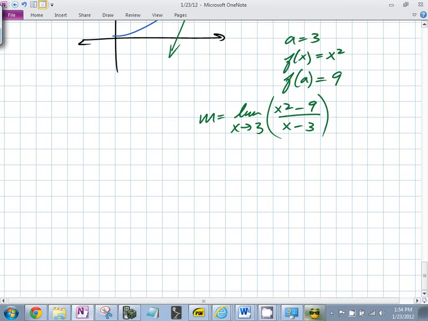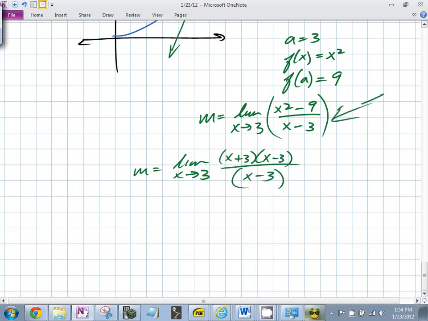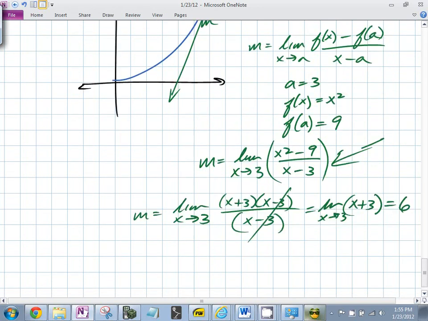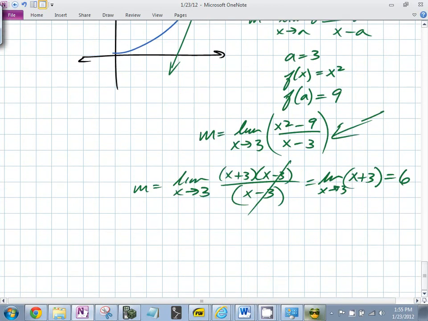So m is going to equal the limit as x goes to 3 of x plus 3 times x minus 3 over x minus 3. The first thing you do is try to plug in 3. Can you plug in 3 right there? No. So this cancels, and you're left with the limit as x goes to 3 of x plus 3, which is 6. If that's the slope and our original point was 3, 9, can someone tell me the equation of the line? The point is 3, 9 and the slope is 6.